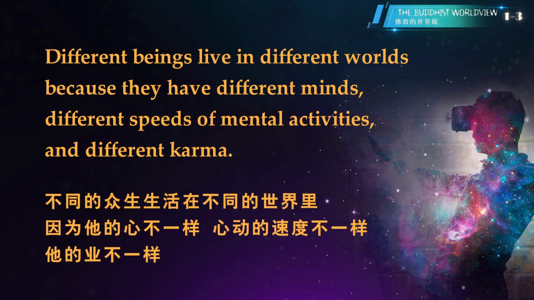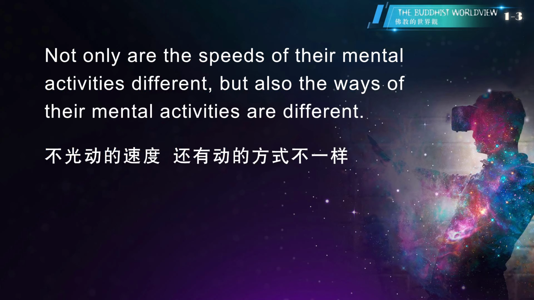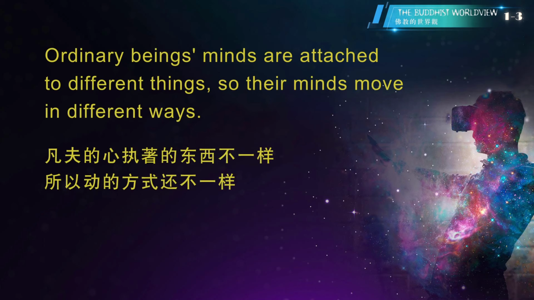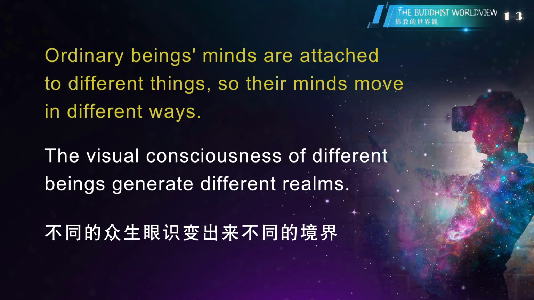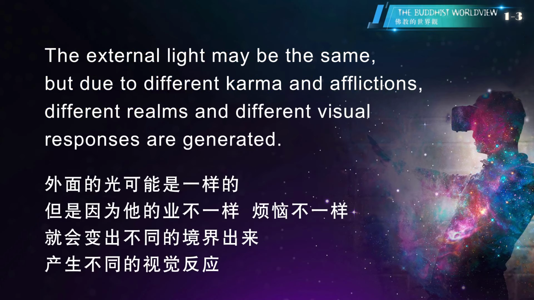Different beings live in different worlds because they have different minds, different speeds of mental activities, and different karma. Not only are the speeds of their mental activities different, but also the ways of their mental activities are different. Ordinary beings' minds are attached to different things, so their minds move in different ways. Consequently, they generate different illusions and different visions. The visual consciousness of different beings generate different realms. The external light may be the same, but due to different karma and afflictions, different realms and different visual responses are generated.